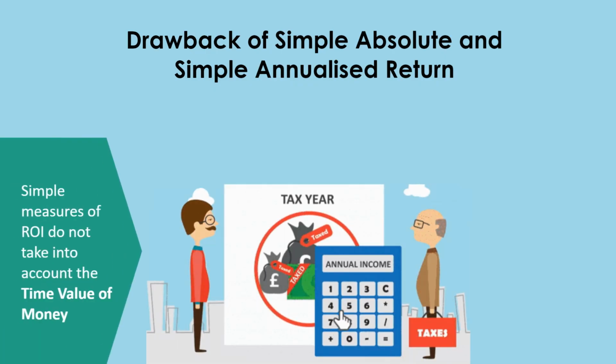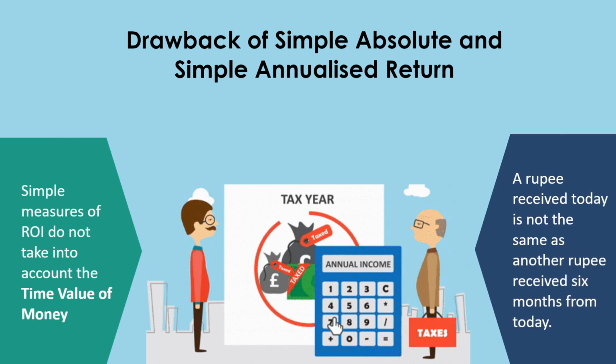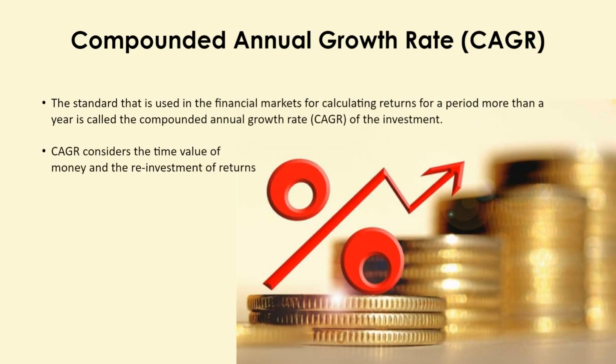Simple measures of ROI do not take into account the time value of money, which refers to the fact that a rupee received today is not the same as another rupee received 6 months from today. The standard that is used in the financial markets for calculating returns for a period more than a year is the compounded annual growth rate, or CAGR. It considers the time value of money.